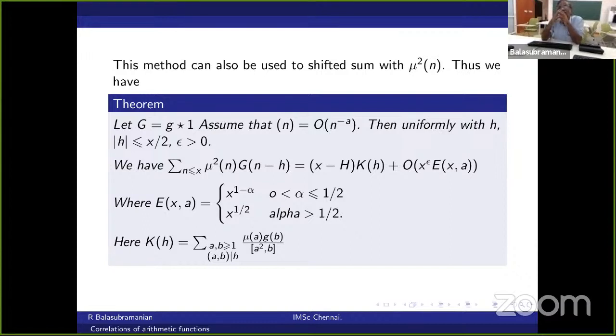Because since we are not using any analytic method, we are essentially using the convolution method. And in the convolution method, it is not very clear to me that for just a general function capital G, summation mu square n capital G n minus h, how would we be able to prove, if at all it is true, that the summation is O of x power half e power minus c root log x. And the main term, of course, k of h is summation ab bigger than or equal to 1, ab dividing h, mu of a, g of b by a square b. Okay, now let's look at the proof. And I should also point out where I am getting this x power epsilon, whether this x power epsilon can be avoided.